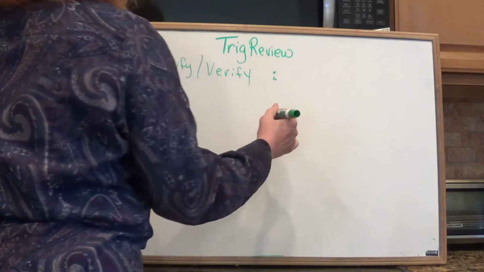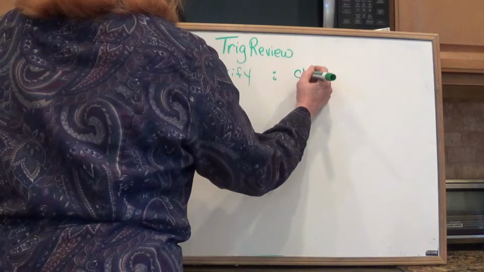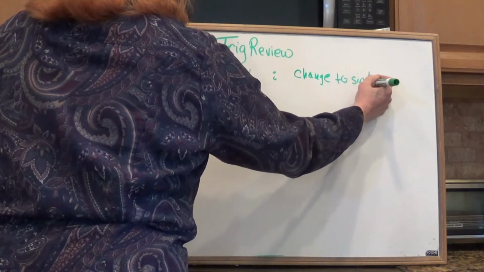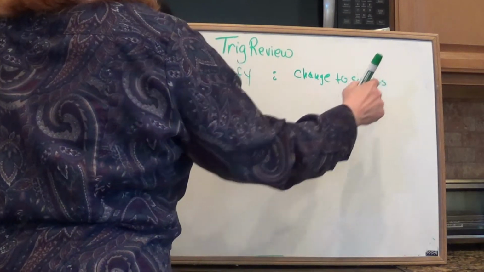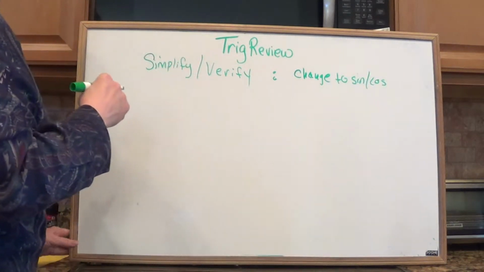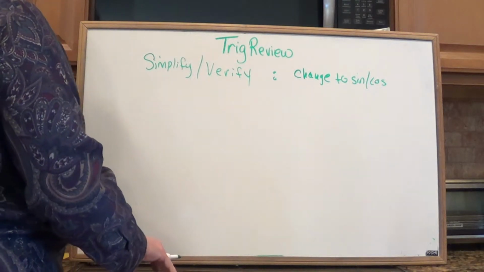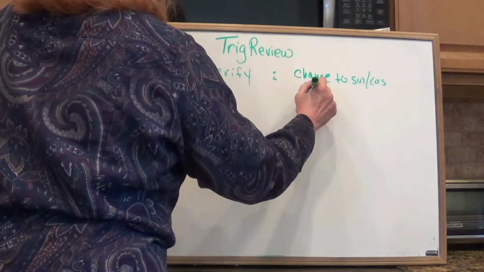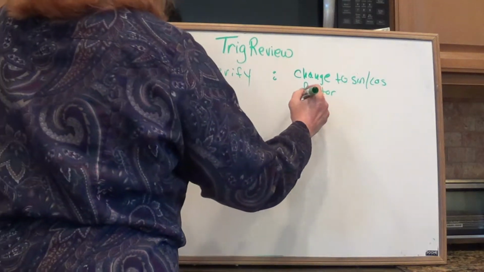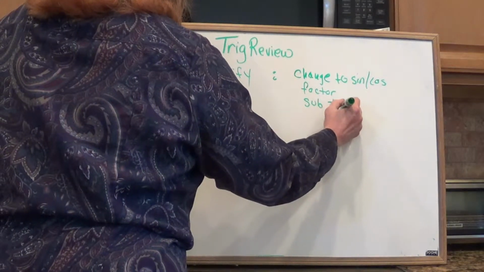We had a trig suitcase that we carried around for a while, and in it was change to sine and cosine. So on sine and cosine, in a lot of the problems, there is at least a step where you're going to do that. Change to sine and cosine, and then everything will simplify. Factoring is a big one. And lastly, I would say, well, not lastly, almost lastly, sub-trig IDs.